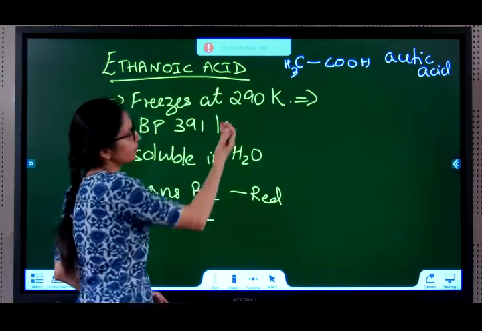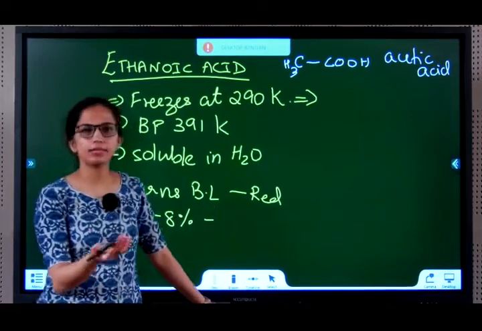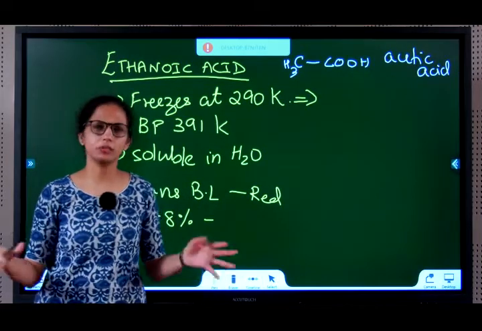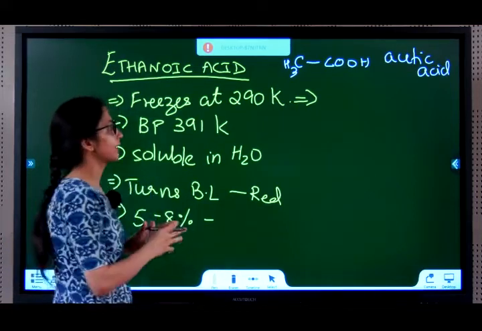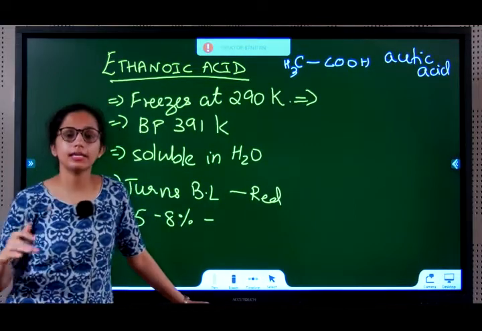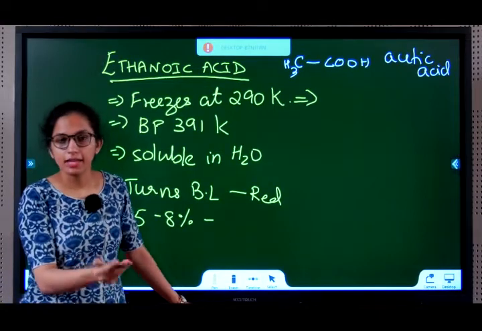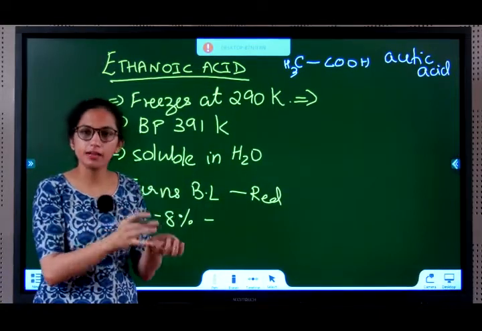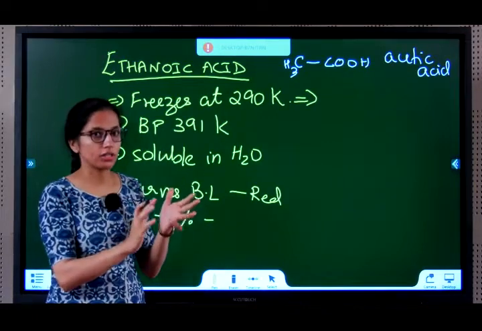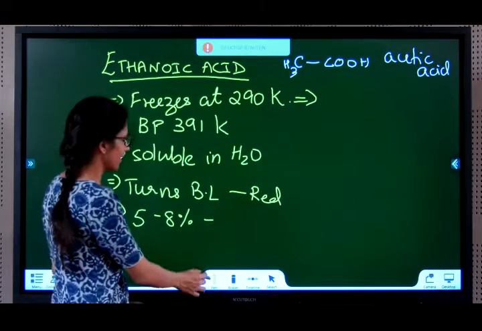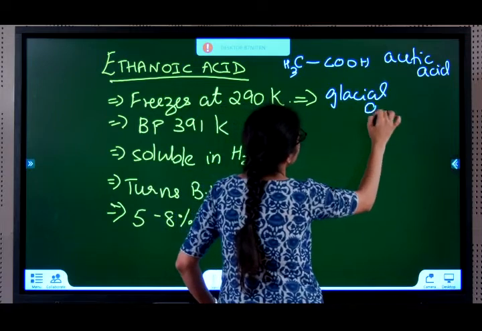290 Kelvin is approximately 17 degrees Celsius. 17 degrees Celsius is very easily achievable. So many states in India itself have that 17 degrees Celsius during winters, right? So acetic acid, ethanoic acid becomes ice, like freezes very easily. When you take water, you can see clearly. Once it freezes, you see a cloudy structure, right? So glacial structure. Because it freezes so easily, this is also referred to as glacial acetic acid.